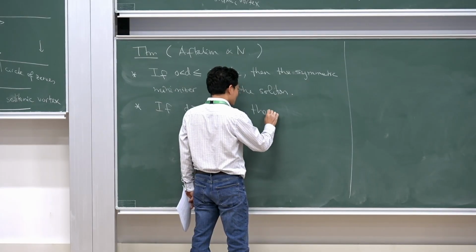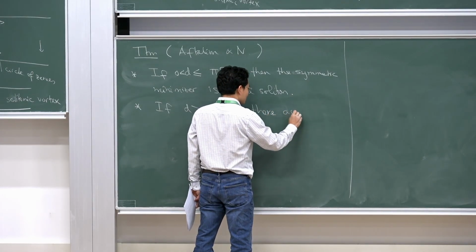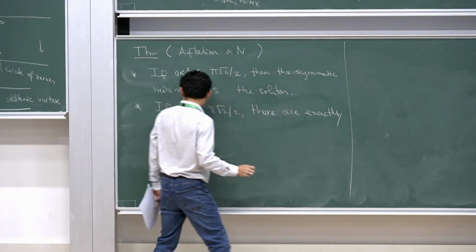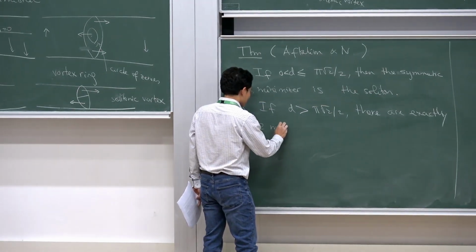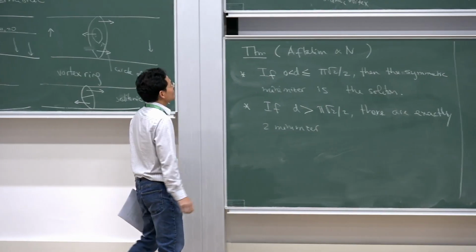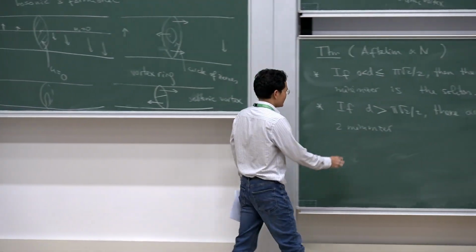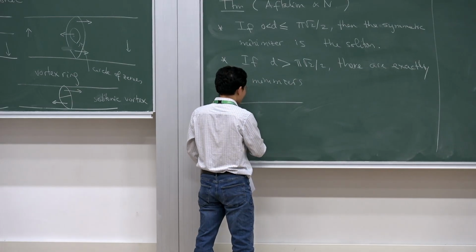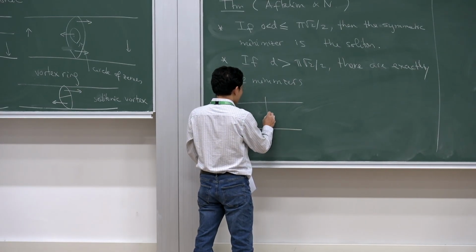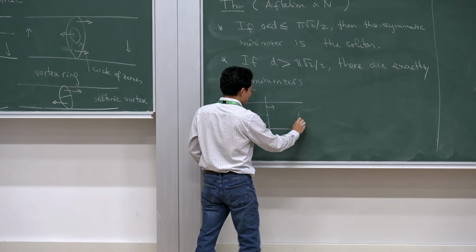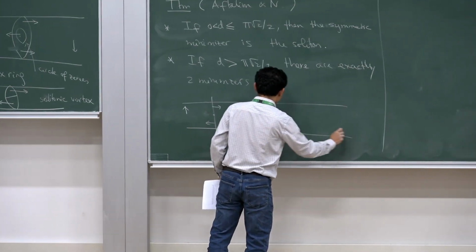So actually they are exactly a true minimizer, and they look like the solitonic vortex. So one with degree 1 and one with degree -1. One is going to go this way, and the other one has the opposite.